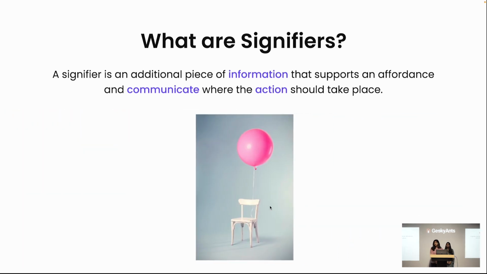Rati gave you an example of a chair, where a chair affords sitting, and for someone it affords being lifted also. But what if someone has put a hanky on it or attached a balloon to it? What do you think? You will think that it is reserved for someone else and you won't sit on it. So it affords sitting for someone else who has reserved it, but it signifies that you cannot use it. Therefore, it does not afford being sat on by you. And a signifier is an additional piece of information that supports an affordance and communicates where the action should take place.